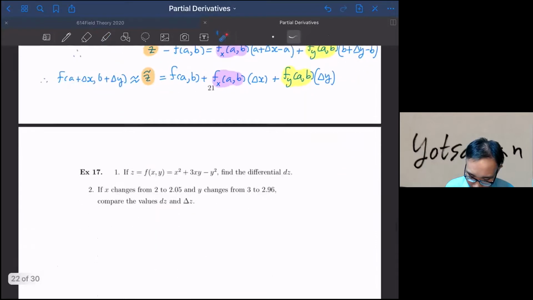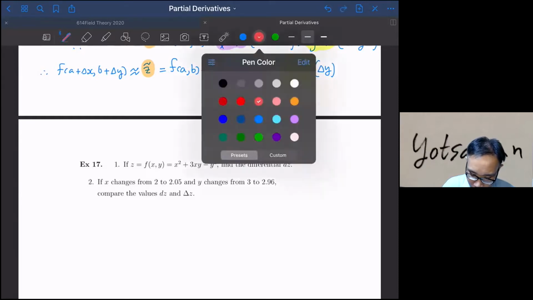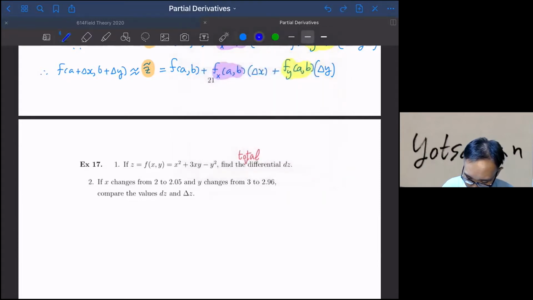So the question asks you to find the, I forgot total, let's put total. So the total differential dz. So for dz, the formula will be given by fx dx plus fy dy. So you would need fx and fy. Let's find them.